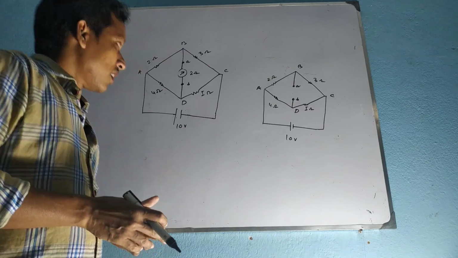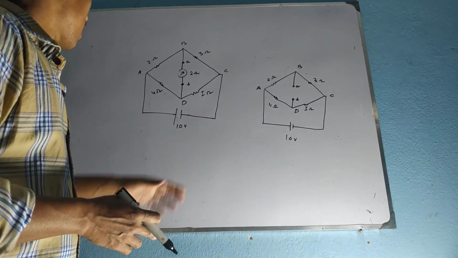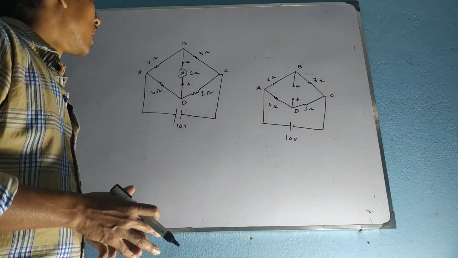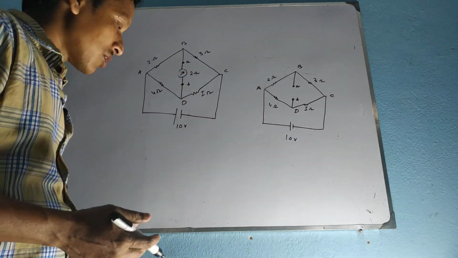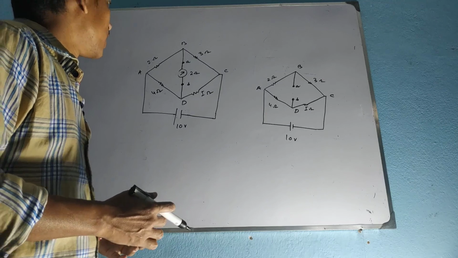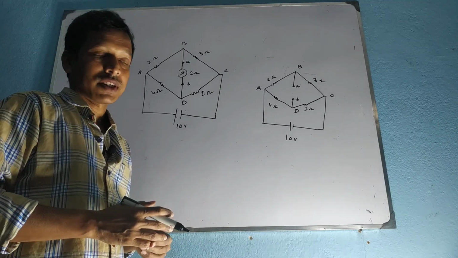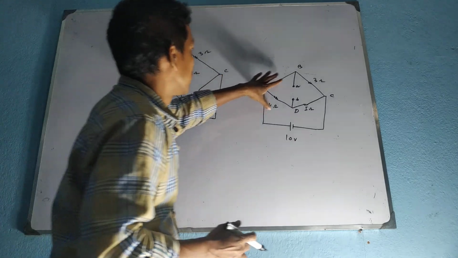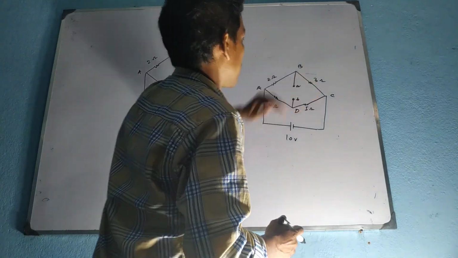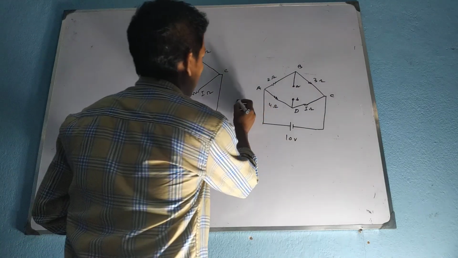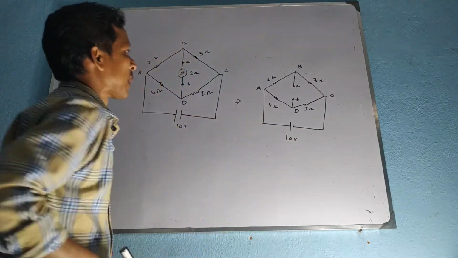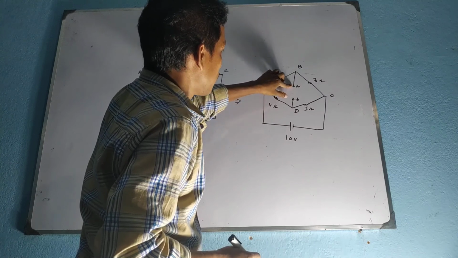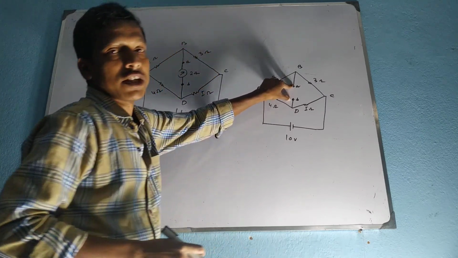Okay, so first I will solve the problem by using Thevenin's theorem. In this Thevenin's theorem, first we have to calculate the Thevenin's voltage and Thevenin's resistance. And for the calculation of the Thevenin's voltage, the circuit can be drawn as this circuit. The potential difference between A and B is the Thevenin's voltage.